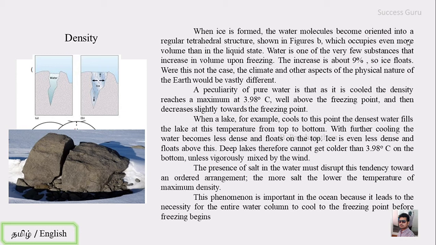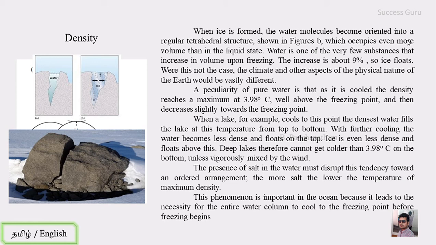And the peculiarity of pure water is that as it is cooled, density reaches a maximum at 3.98 degrees Celsius, which we had seen in a previous slide as approximately 4 degrees Celsius, right? The actual temperature of highest density is 3.98, and below this it decreases slightly towards the freezing point. Okay, so what happens when a lake, say of fresh water, is getting cooled? The denser water fills the lake at this temperature, right? So if the lake reaches 4 degrees Celsius, it is nearly completely made of high-density water, which is somewhere near 3.9, right?